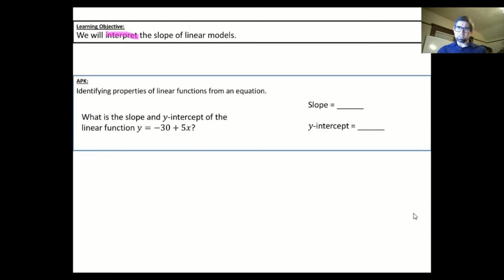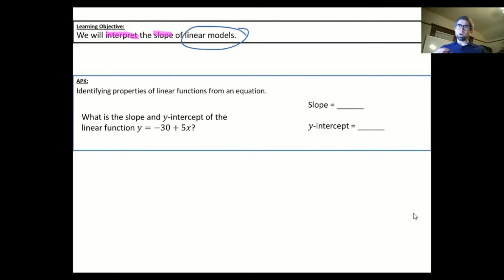Let's first think about what interpret means. Any of you who speak two languages already know that interpreting means changing from one language to another. We're going to be doing the same thing mathematically. In this case, we're going to be interpreting the slope of linear models. To do that, we also need to be able to identify the slope. So our APK here, something we should already know, is identifying the properties of linear models from an equation.